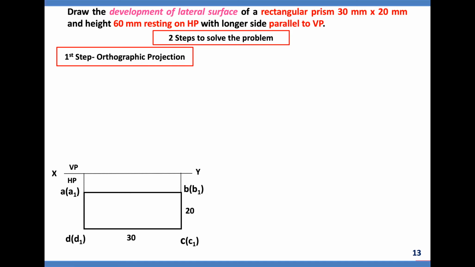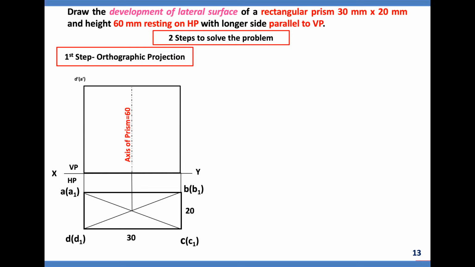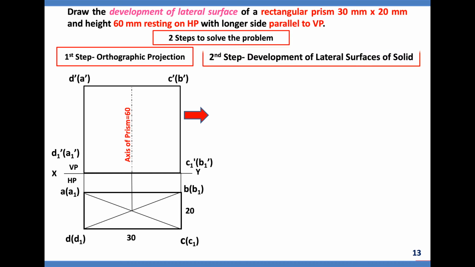Draw vertical projectors. Draw diagonals to get the center. From there, draw the vertical projector; the axis height is equal to 60 mm. Get the front view and do the notations. Please do refer to projections of solids to understand how to do the notation. Then, in orthographic projection, from the front view height is obtained, and from the top view length and breadth, so 3 dimensions. With the help of this we will do the development.